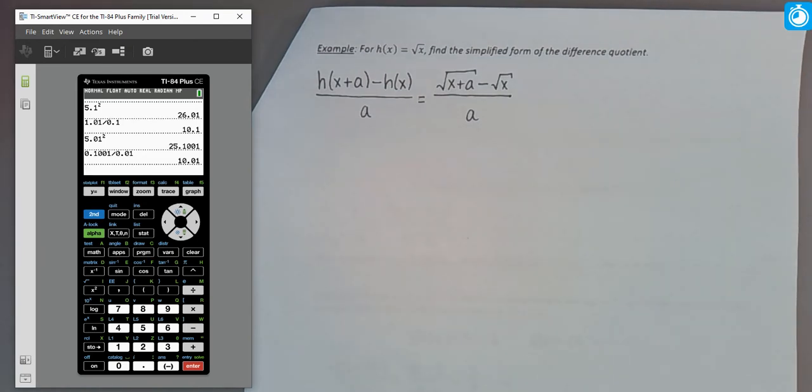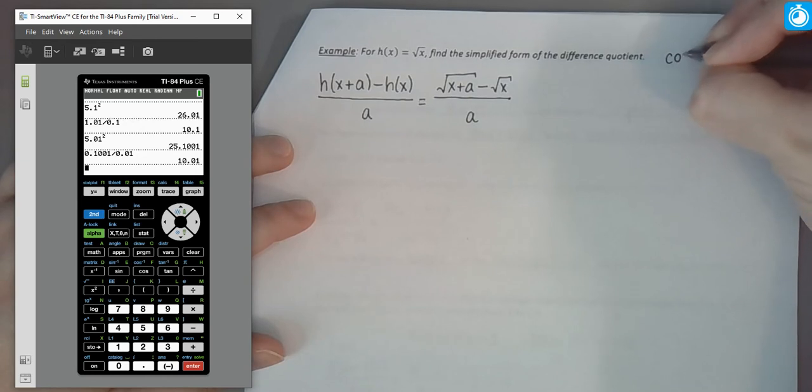So when we had a rational function, we ended up needing to get a least common denominator, and then we went from there. That was specific. It was a specific strategy to that kind of function. We have another strategy here that we call multiplication by the conjugate.